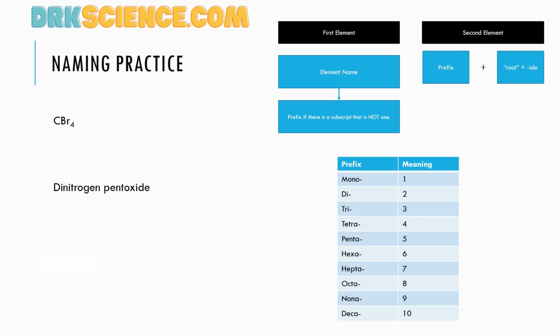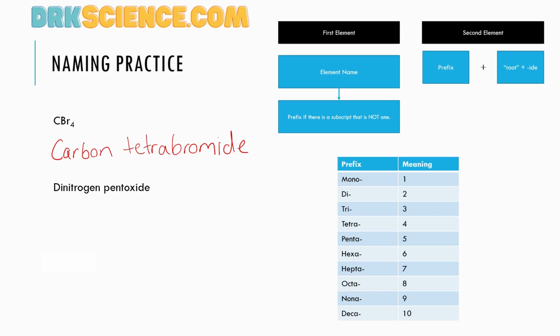In this case, we have CBr4. Now that carbon is our first element. There is only 1 carbon, and so we don't use the mono prefix. We're just going to write carbon. Now our second element is bromine, and there are 4 bromines. So we can go over to our prefix table and see that it's tetra. And write tetra. Then we take our root from bromine, B-R-O-M, and then we add the I-D-E ending, in this case, bromide. So CBr4 is carbon tetrabromide.